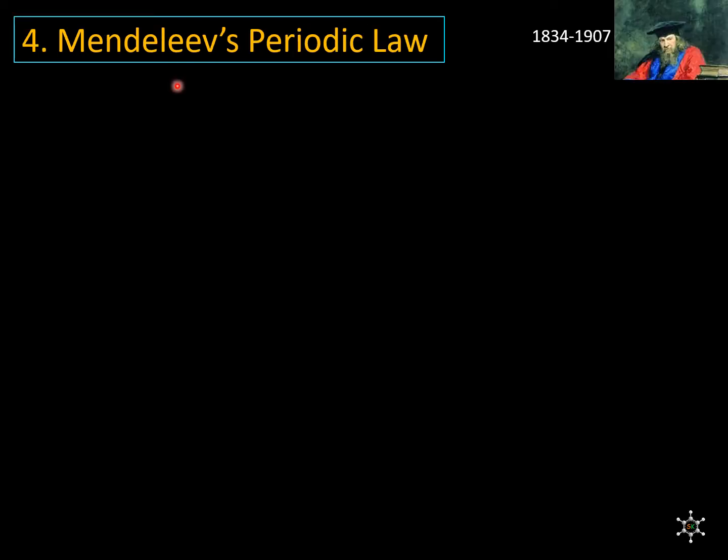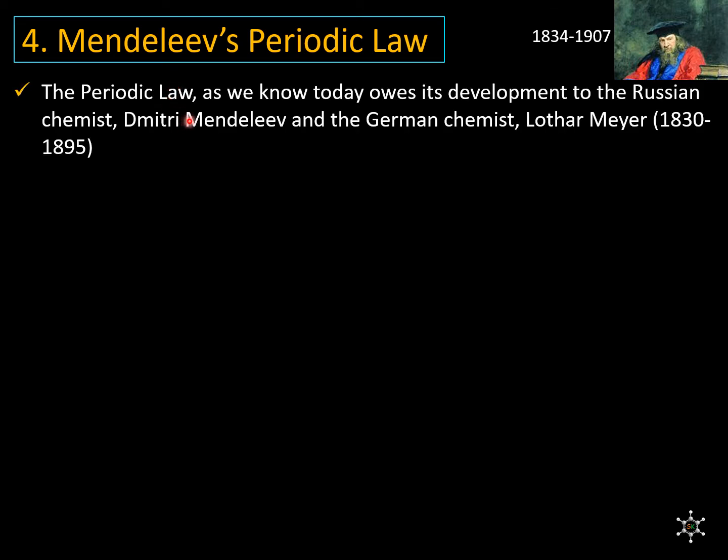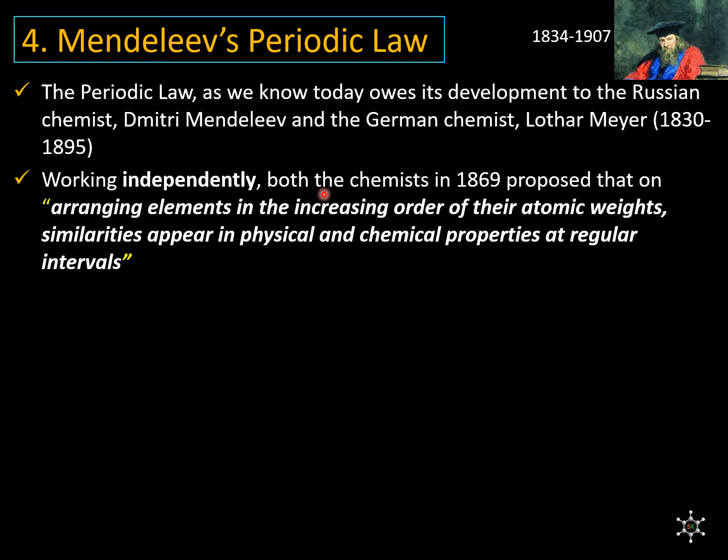The breakthrough in the work related to the periodic table came from the scientist Mendeleev. The periodic law as we know today owes its development to the Russian chemist Mendeleev and the German chemist Lothar Meyer. Working independently, both chemists in 1869 proposed that on arranging the elements in the increasing order of their atomic weights, similarities appear in physical and chemical properties at regular intervals. Though both came with the same idea, Mendeleev became more famous than Lothar Meyer because he was more systematic in his presentation.